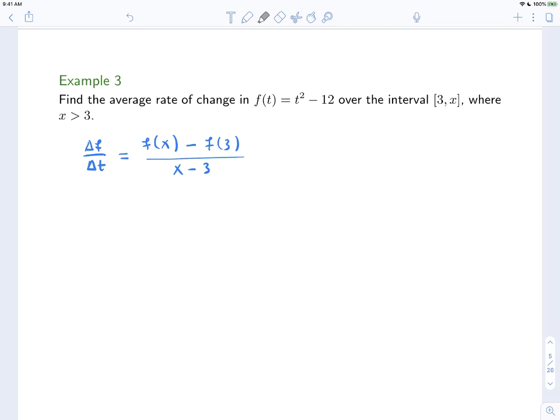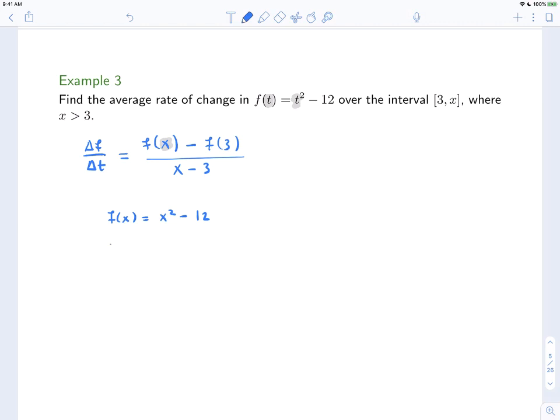So again, all we have to do is just wherever there's whatever this input is, you just take this t and replace it with that input. So our first input is x, so you just replace the input t with x. So f at x is x squared minus 12. We're just replacing t with x. So this is f at t, and this is f at x. So wherever you see a t, you just replace it with x. So that's x squared minus 12.